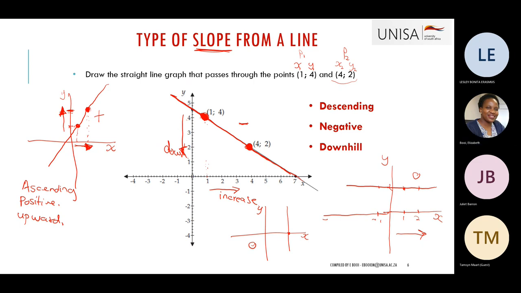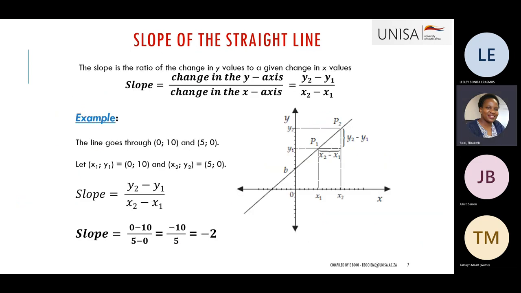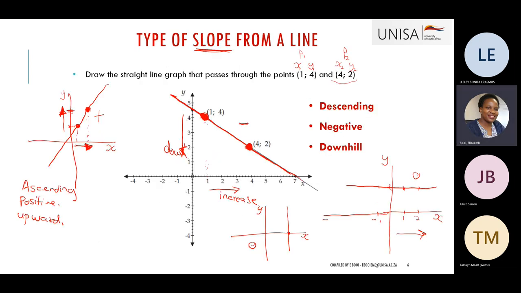Okay. Now, how do we then calculate that slope? Instead of drawing the graph, we can find the slope, because here we're looking at the slope by visualizing it, by seeing the pattern of the slope, and we can make a conclusion on that, right?